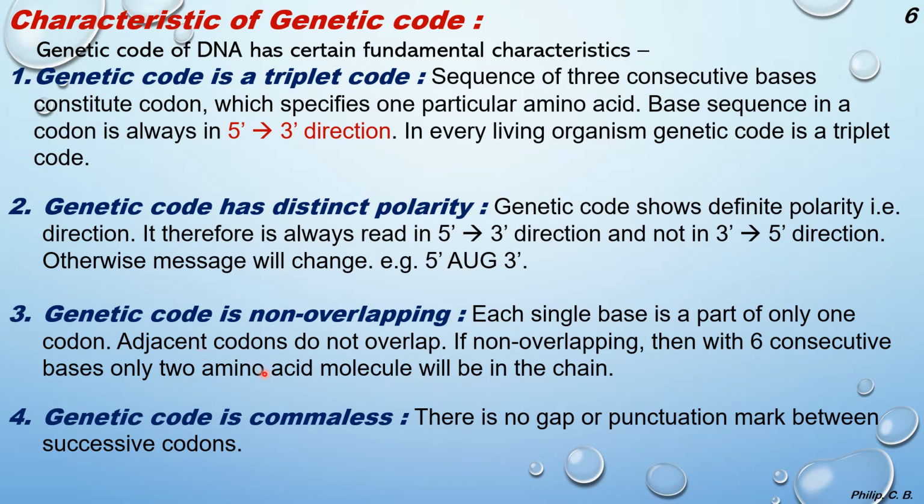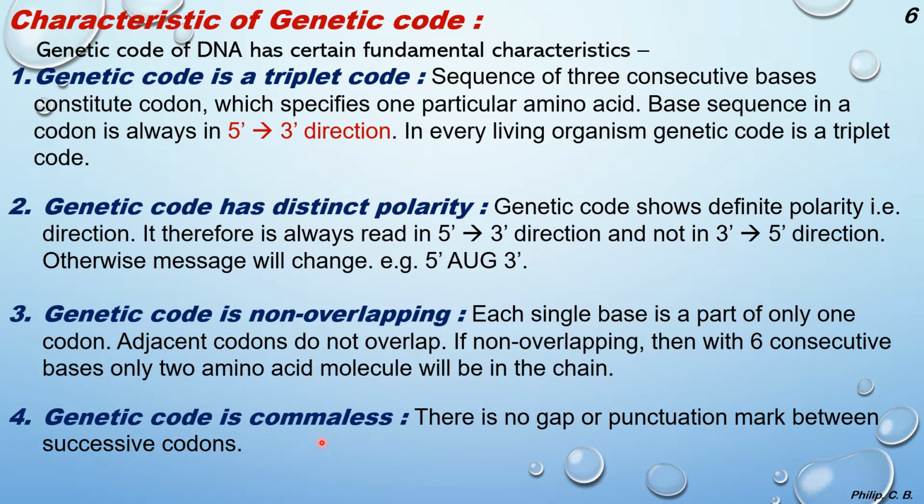Further, genetic code is non-overlapping. Each single base is a part of only one codon. Adjacent codons do not overlap. So there is no overlapping over here. If non-overlapping, then with 6 consecutive bases, only 2 amino acid molecules will be in the chain. So it does not overlap, and as mentioned, 6 consecutive bases give only 2 amino acid molecules in the chain.